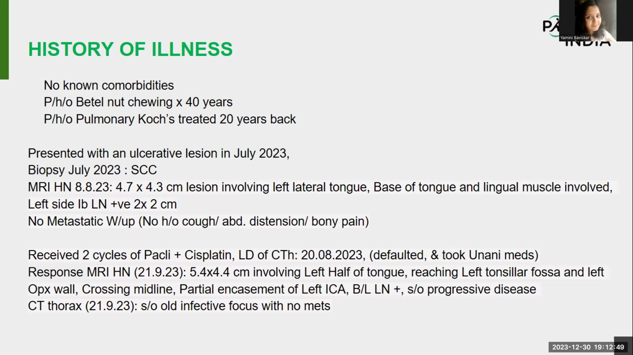After this, she presented to our hospital where an MRI showed a 5.5 centimeter lesion that had progressed, reaching the left tonsillar fossa and left oropharyngeal wall, crossing midline and partially encasing the left internal carotid artery. She had bilateral neck nodes suggestive of progressive disease. A CT thorax showed no lung mets. Next slide, please.